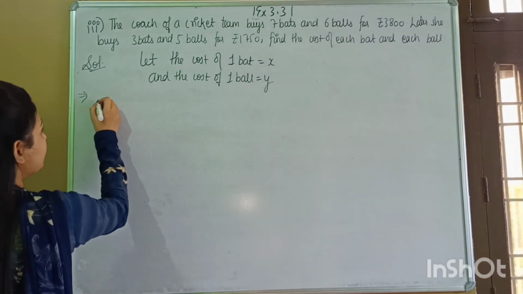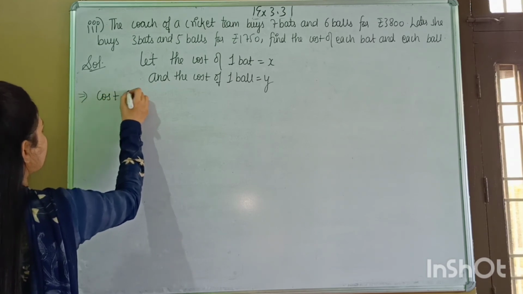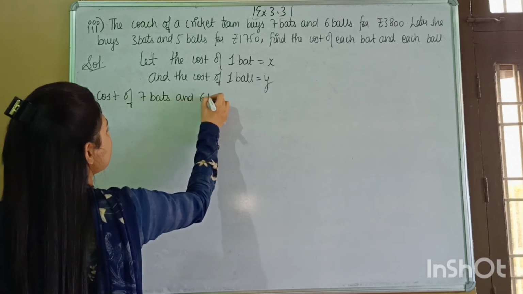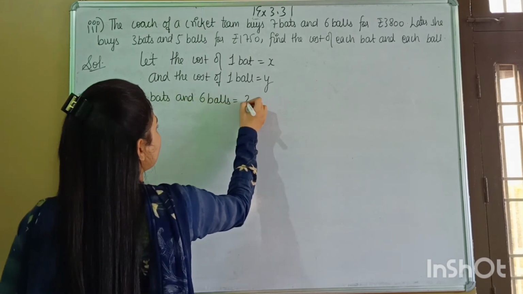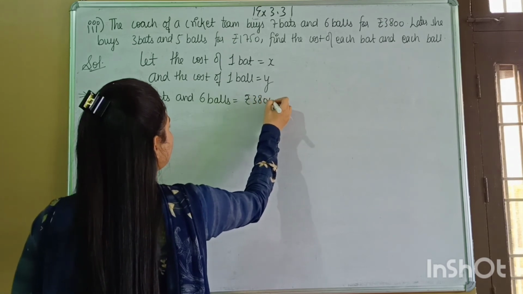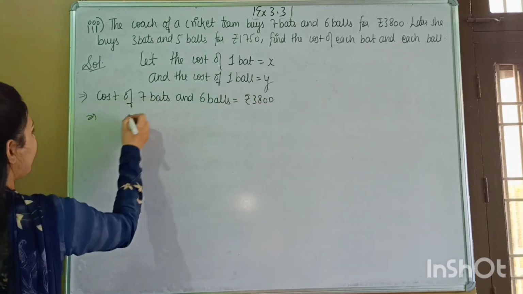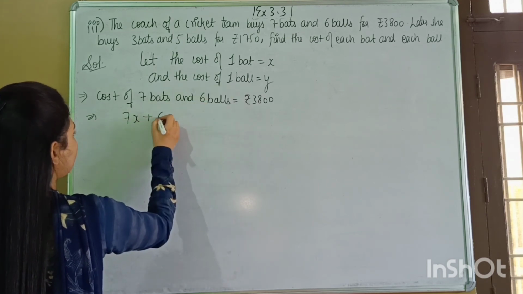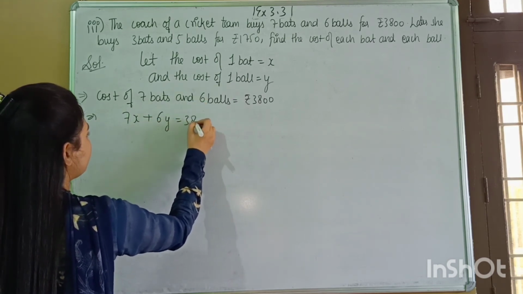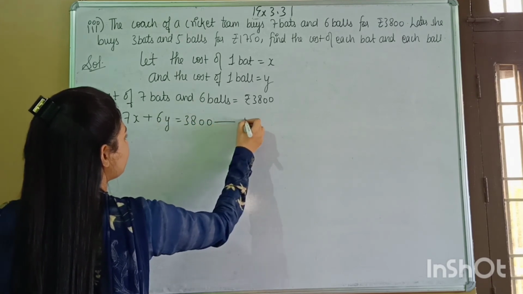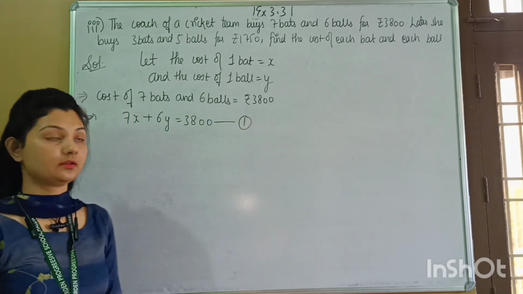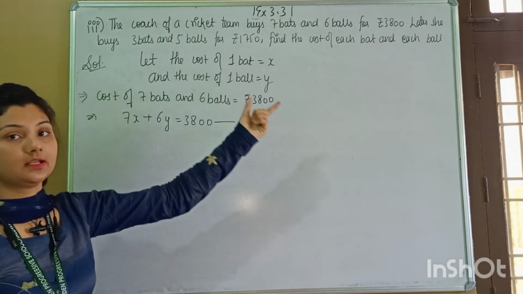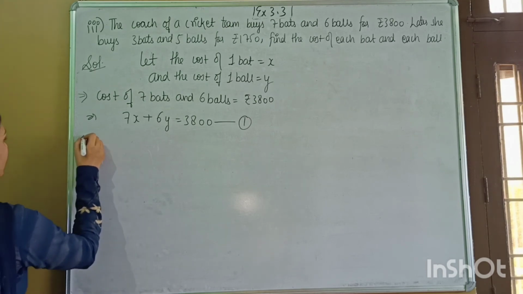As what is said, cost of 7 bats and 6 balls is rupees 3800. So cost of 7 bats means 7 into X, that is 7X, plus 6 into Y, that is 6Y, is equal to 3800. Now this will be named as equation 1. So we will take out the value of X from here and we will put the value of X in the second equation. First of all, we will make the equation.